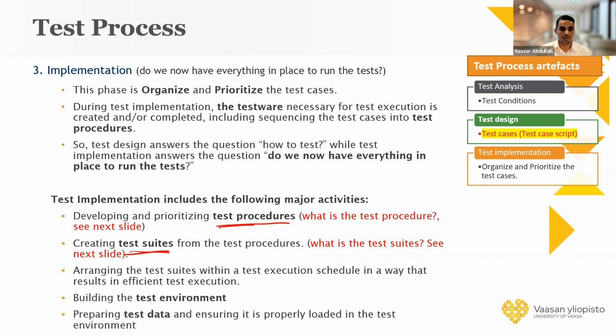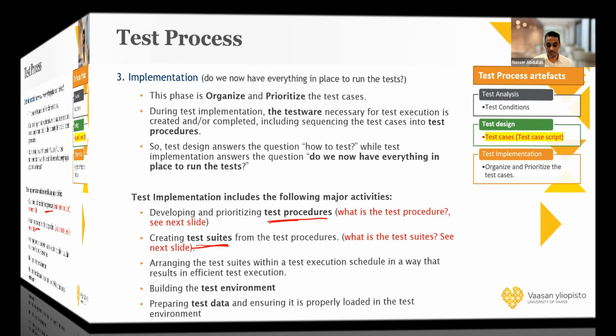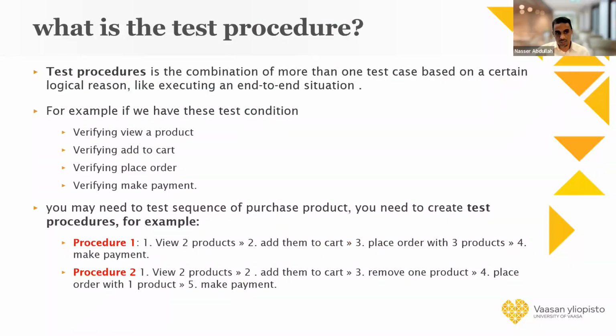Actually, the difference is small. The test procedure is grouping based on some logical sequence, but the test suite is just grouping, for example, because of the method that you use, or the level you are in. So let's see what the test procedure is. Here is an example for the test procedure.